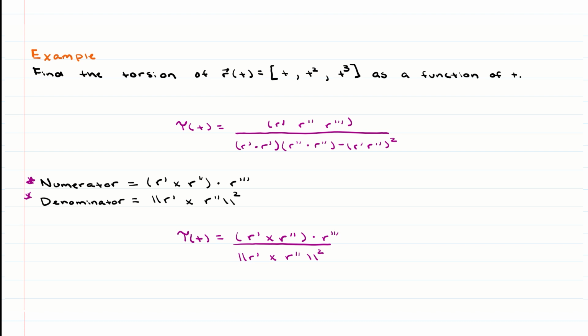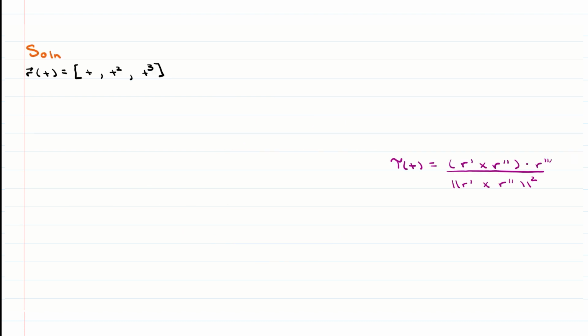And speaking of, let's start to find the torsion of our curve. So we're given the curve t squared, t cubed, and the torsion formula requires that we find the first, second, and third derivative of this curve. And so that's what we'll do first. The first derivative equals 1, 2t, 3t squared. The second derivative equals 0, 2, 6t. And the third derivative equals 0, 0, 6.